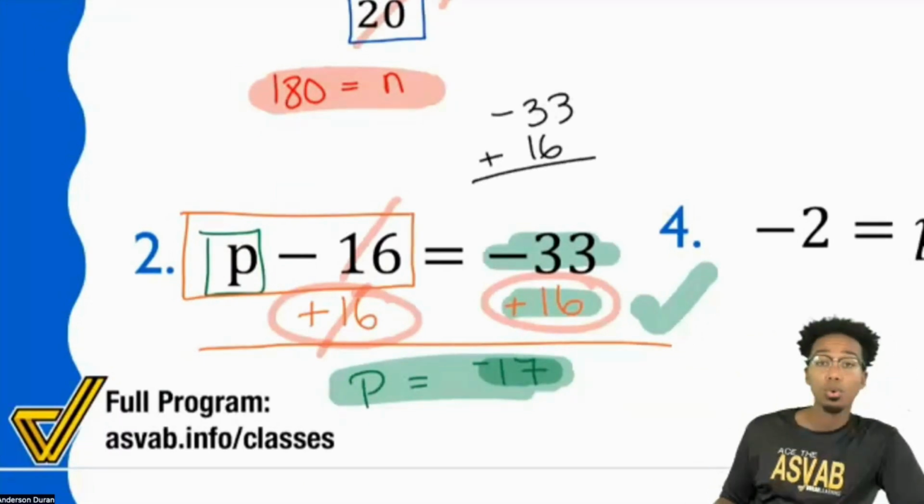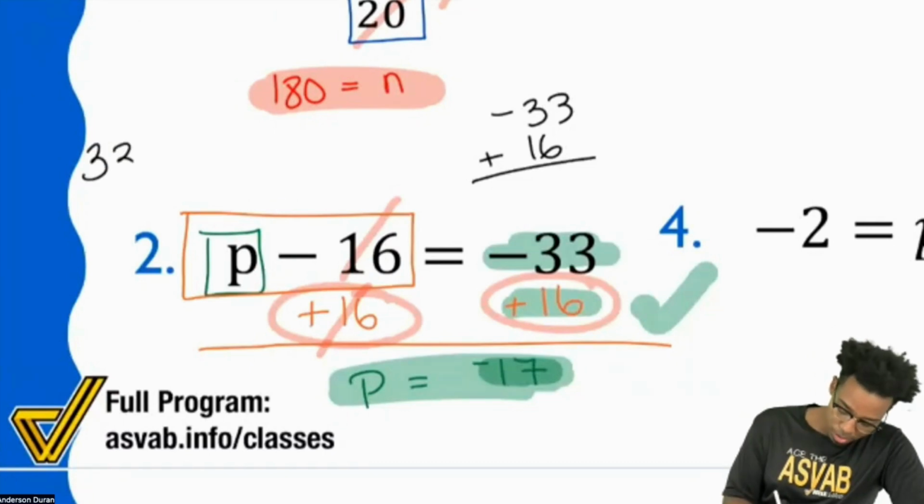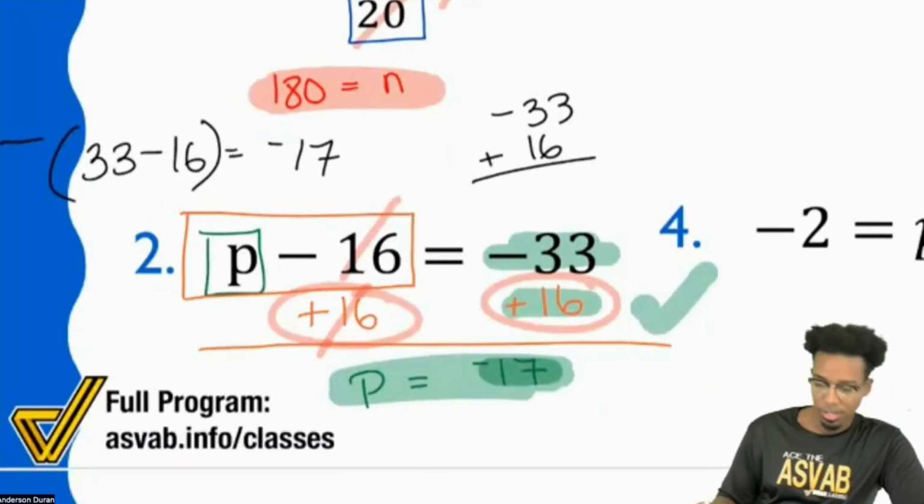To follow that rule, you're basically going to do 33 minus 16, but keep it negative. Keep it negative to get negative 17.